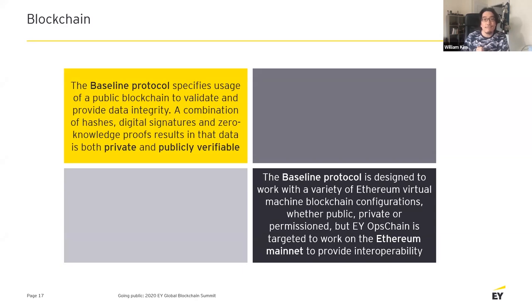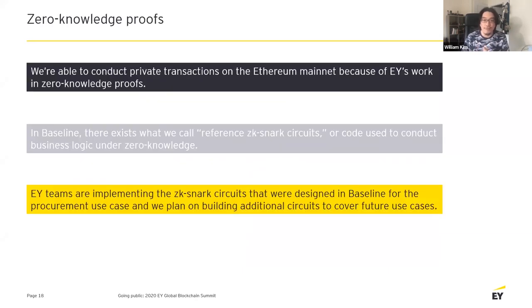Finally, I want to briefly discuss the zero-knowledge proofs, which is what lets us work on the mainnet in the first place. While there are other organizations that can do private transactions in limited capacity, we're at the forefront of building entire private applications that utilize private contracts. And we call these zero-knowledge circuits. You can kind of think of them as smart contracts that are able to conduct business logic under zero knowledge.